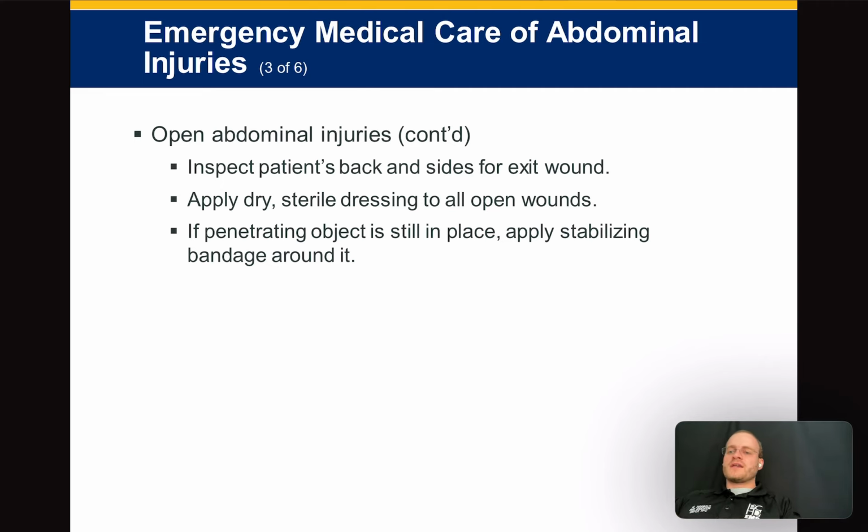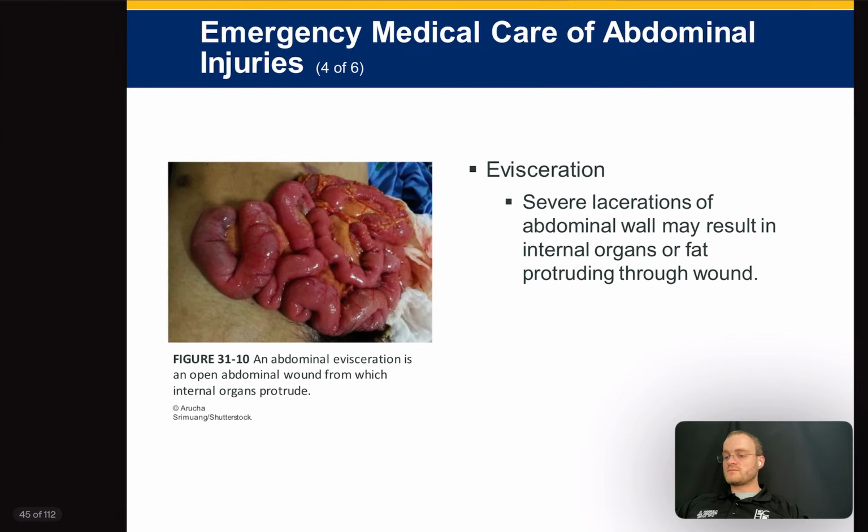Now, again, if a penetrating object is still in place, let's say there's a big steak knife sticking out of someone's left upper quadrant, we don't remove it, unless it interferes with CPR. What you do is kind of like with the eye: you would wrap that in place or try to secure it in place so it doesn't continue to move. Because remember, every time it moves, it could be cutting and causing further injury. So we just try to stabilize it where it's at, with a bulky dressing usually.